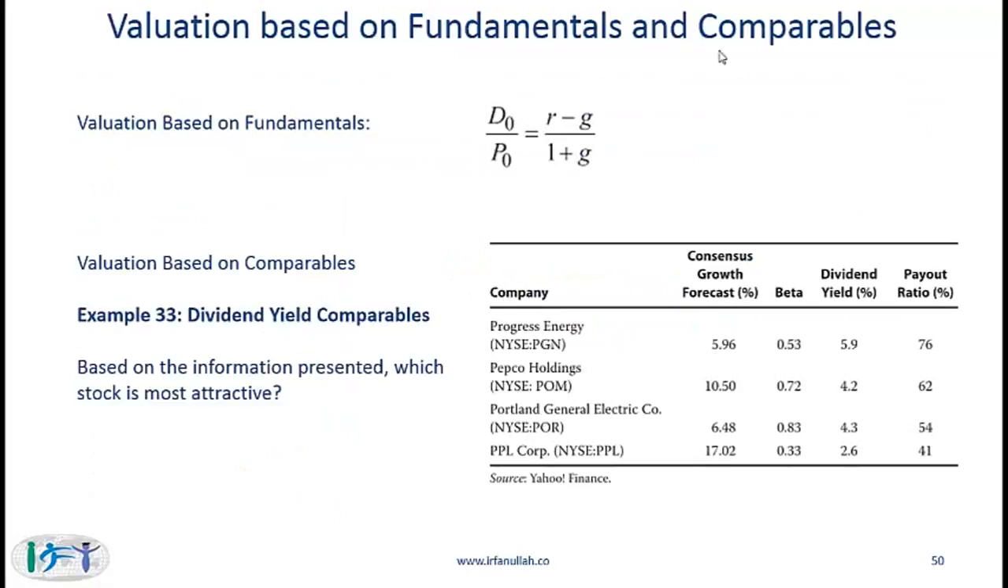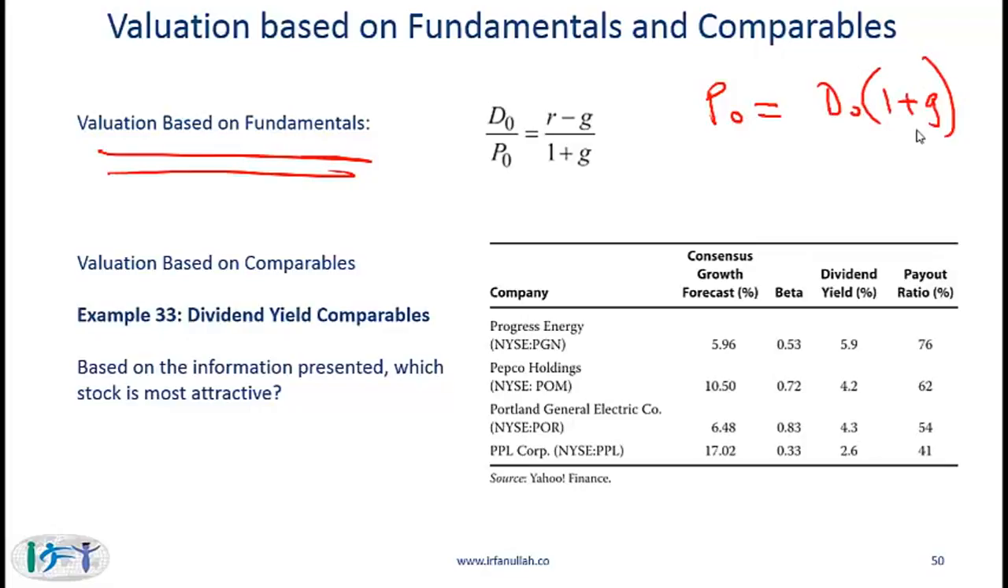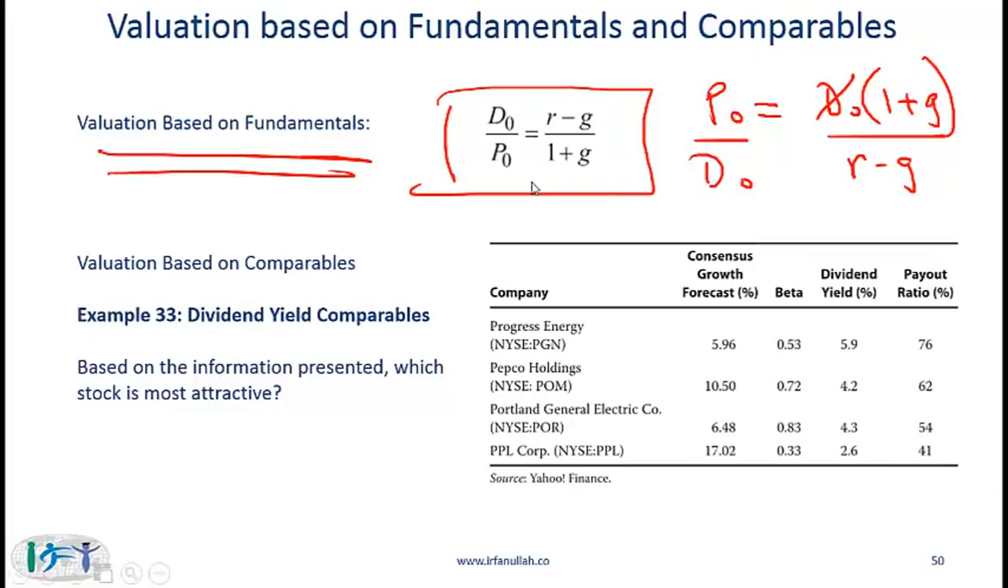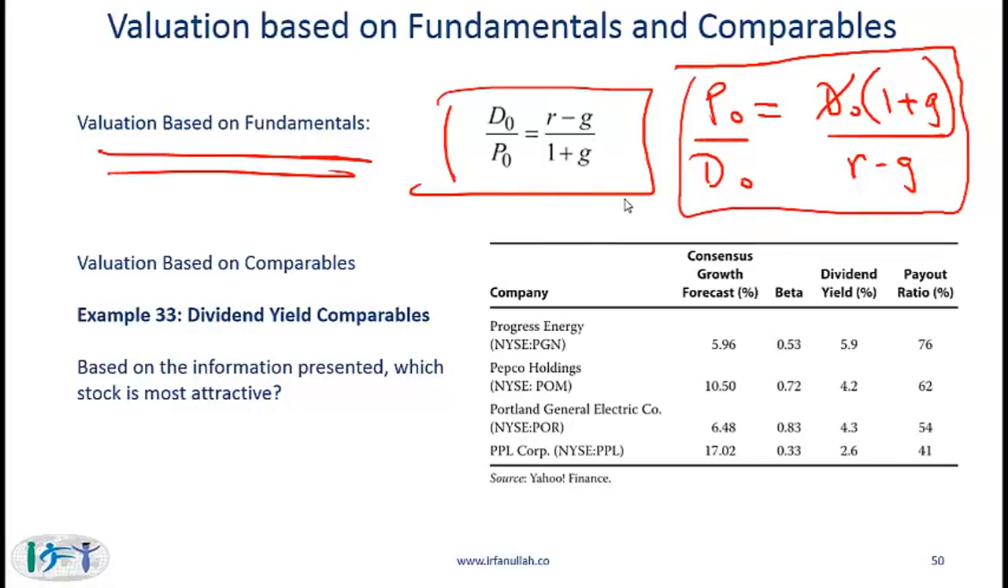Valuation based on fundamentals and comparables. So valuation based on fundamentals is straightforward. Hopefully you remember this. What is the price of a share? The price of a share is D naught times 1 plus g over r minus g. So then instead of D naught over here, you can have D naught over here. And then what are we looking at as the dividend yield? It's simply the reciprocal of this expression. So it is r minus g over 1 plus g.